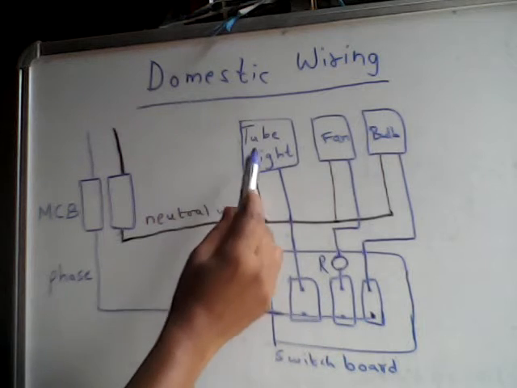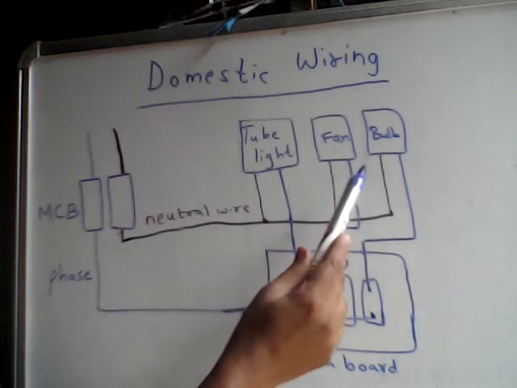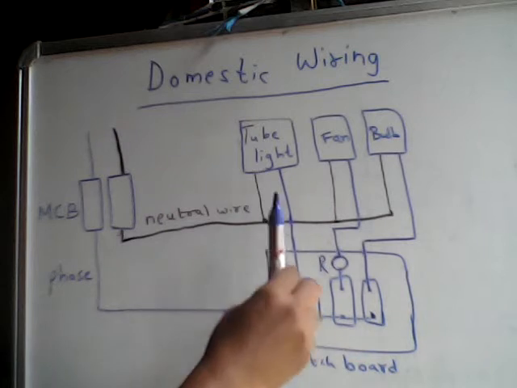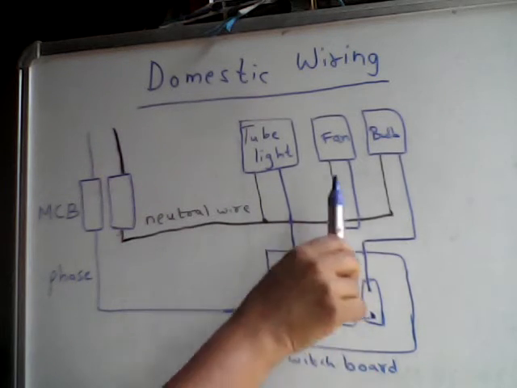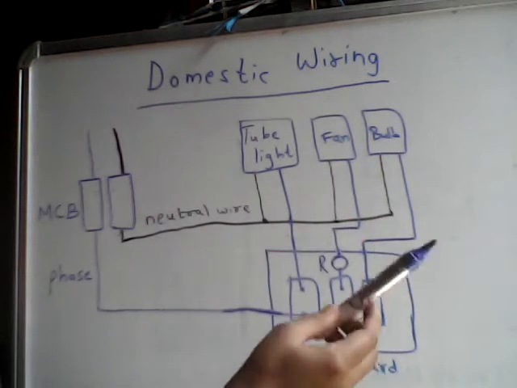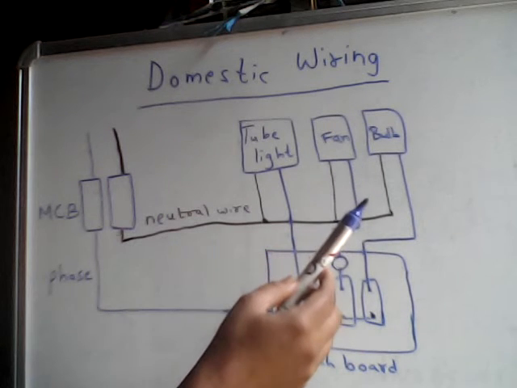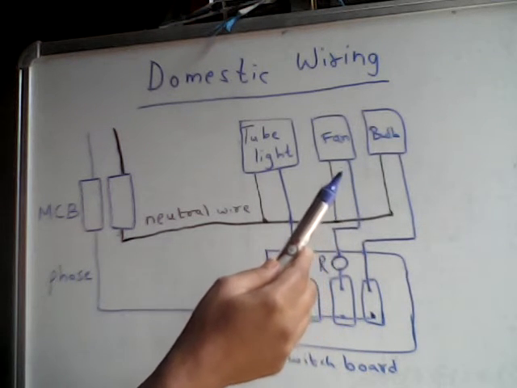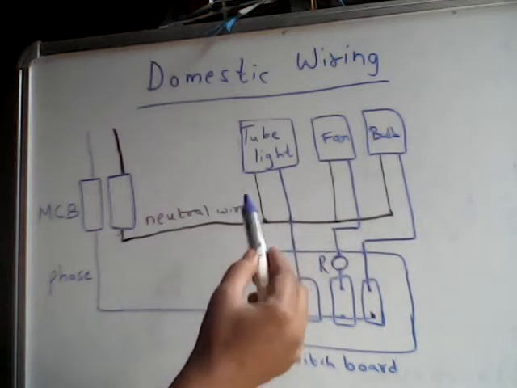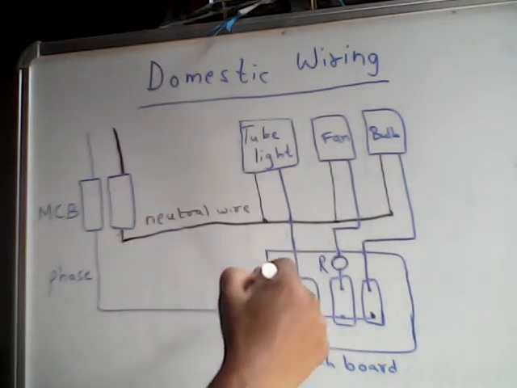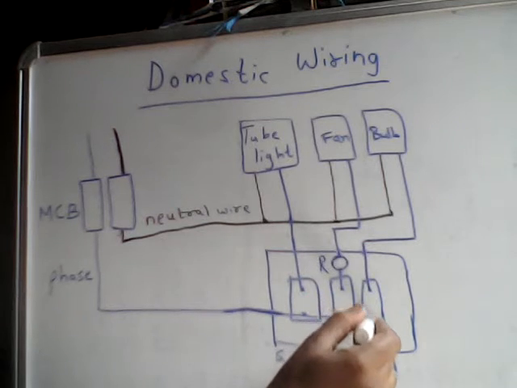Okay, so I have taken three loads here: tube light, fan and bulb. So it requires three switches. One switch to operate the tube light, another switch to operate the fan, and one more for operating the bulb. That bulb may be LED bulb or any other fluorescent or any other mercury bulb. So you can see here the phase line is connected to the switches directly.